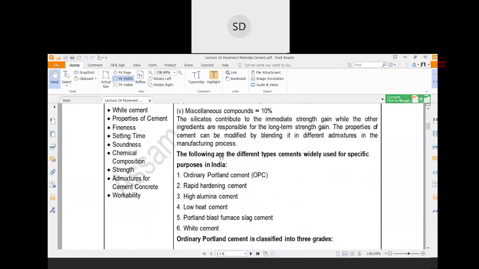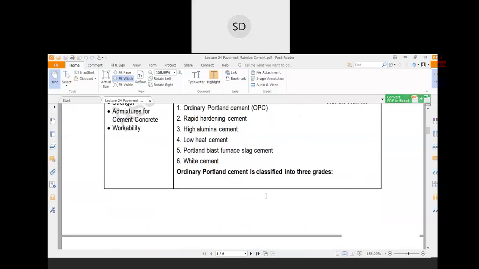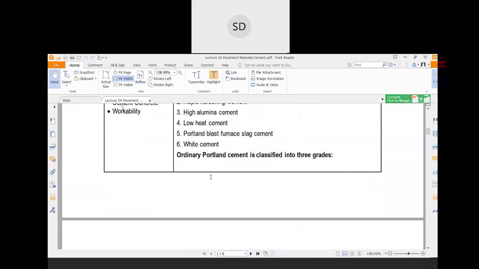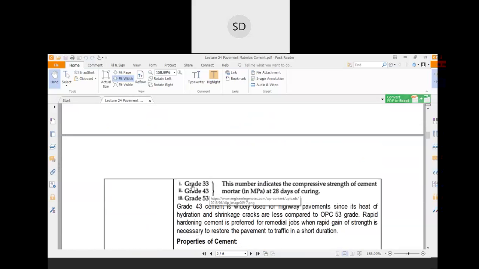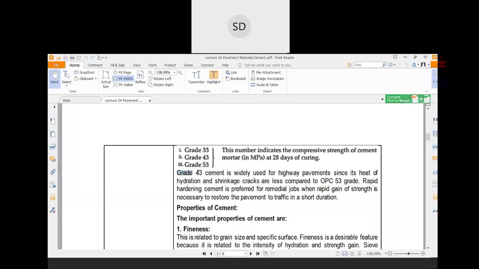Now there are different types of cement, and ordinary Portland cement is classified into three grades: grade 33, grade 43 and grade 53. But this thing is important for you: grade 43 cement is widely used for highway pavements since the heat of hydration and shrinkage cracks are less compared to OPC 53, but the strength of the OPC 53 grade cement is more than grade 33.